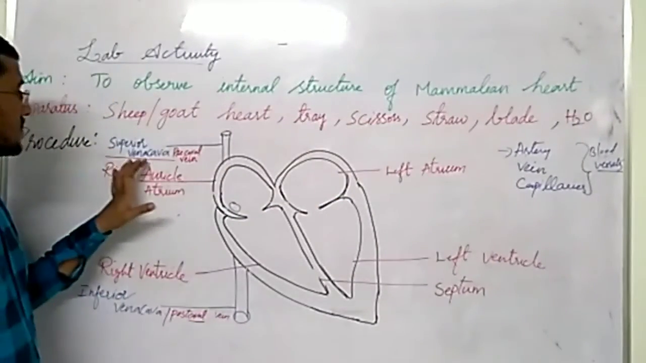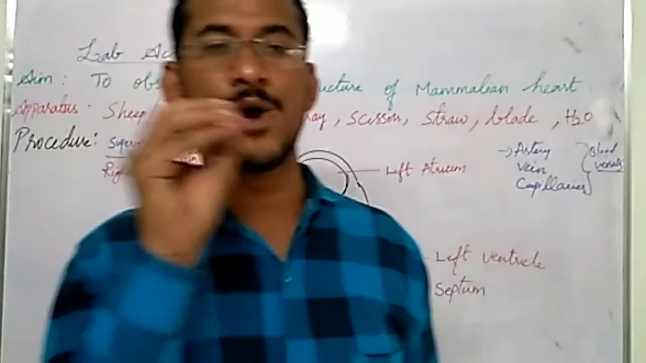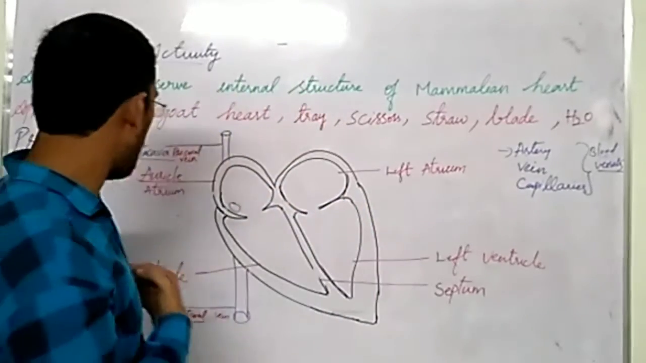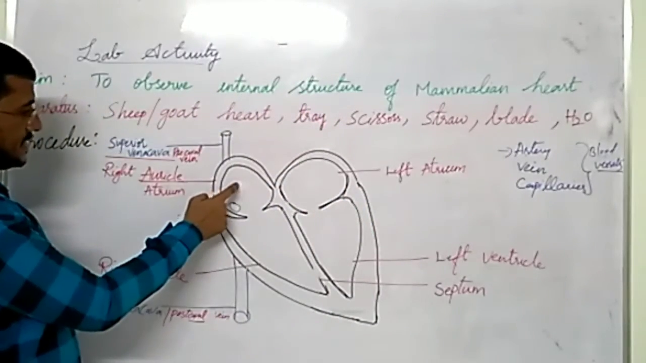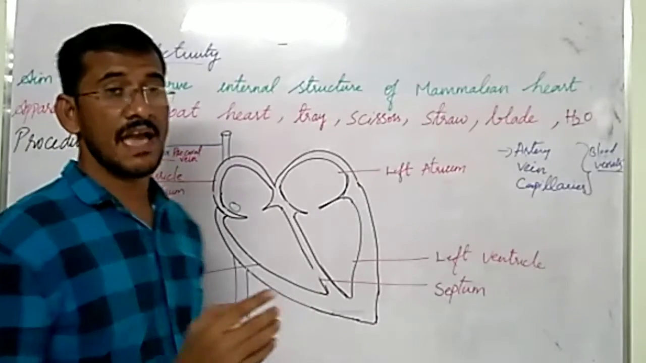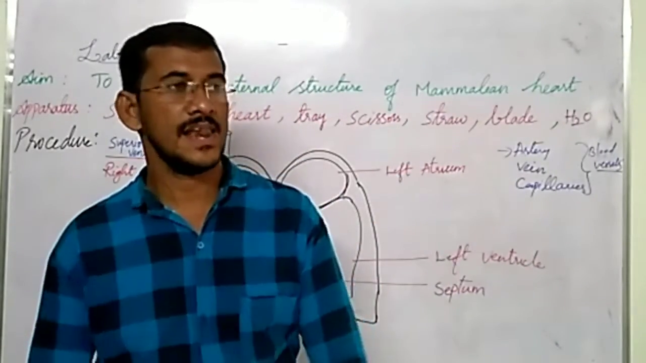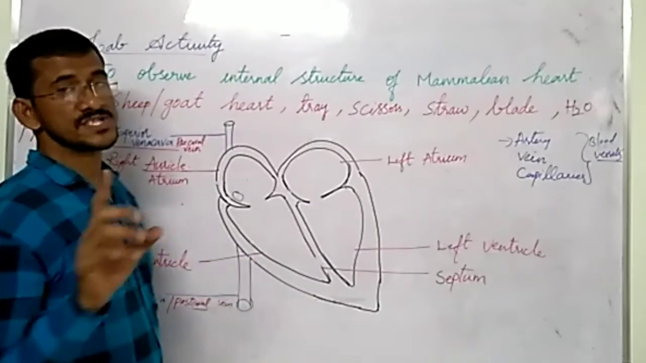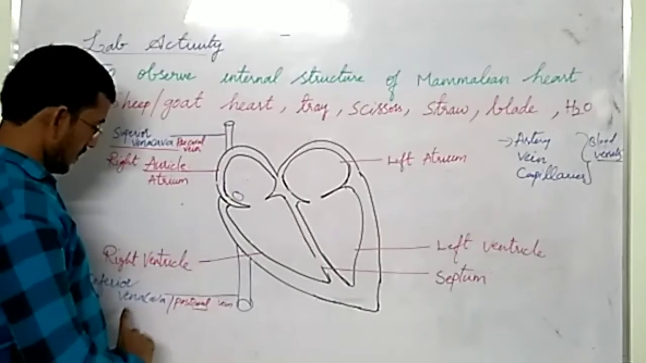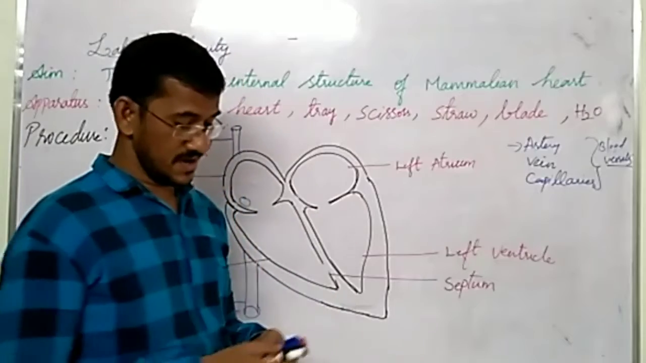So superior vena cava or precaval vein is going to bring deoxygenated blood from head and neck and give it to the right atrium. Next, inferior vena cava or postcaval vein will collect deoxygenated blood from hands, legs, and give it to right atrium.